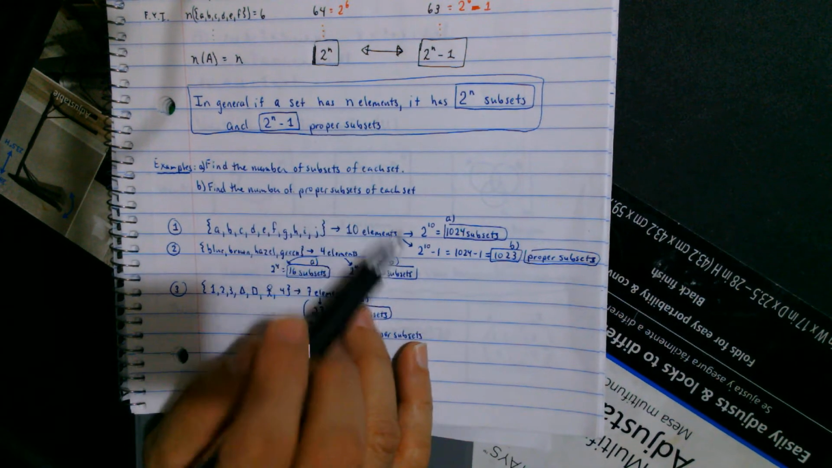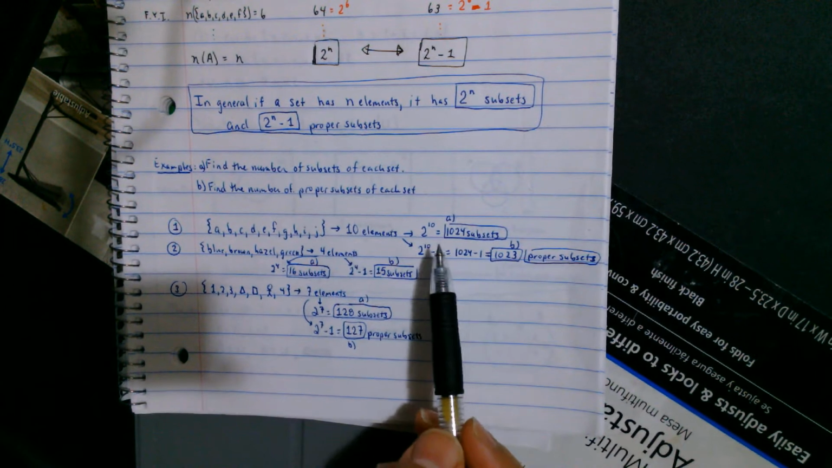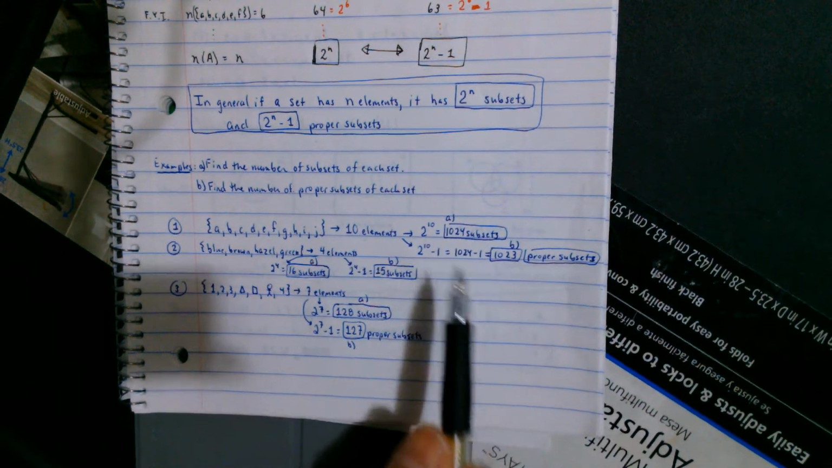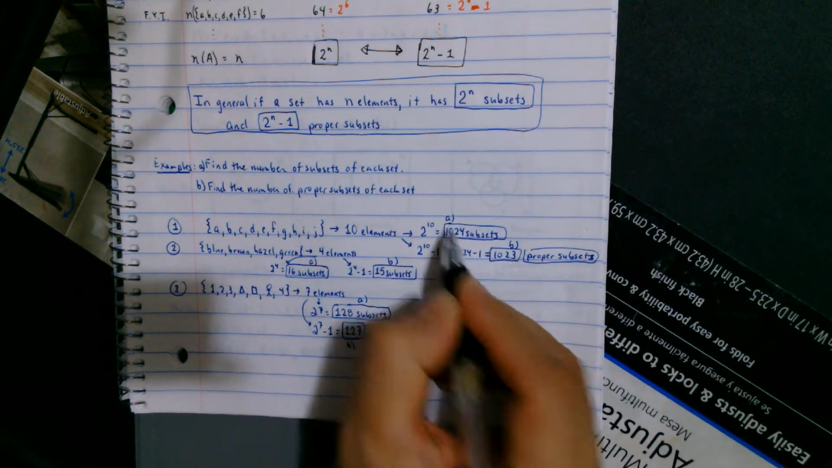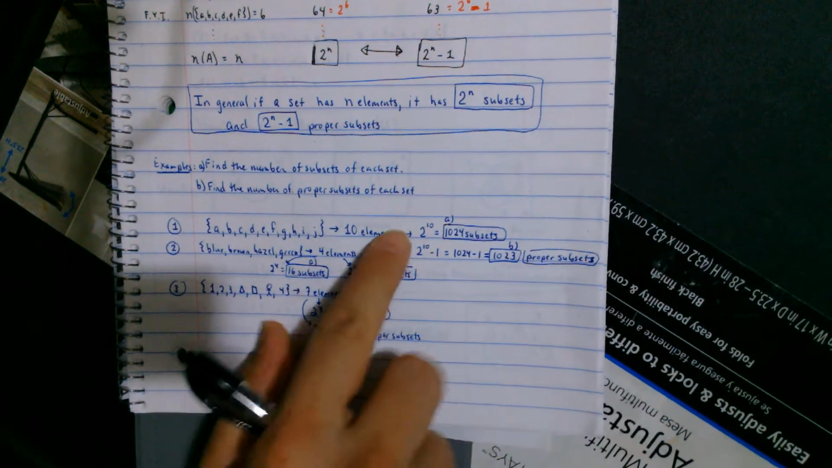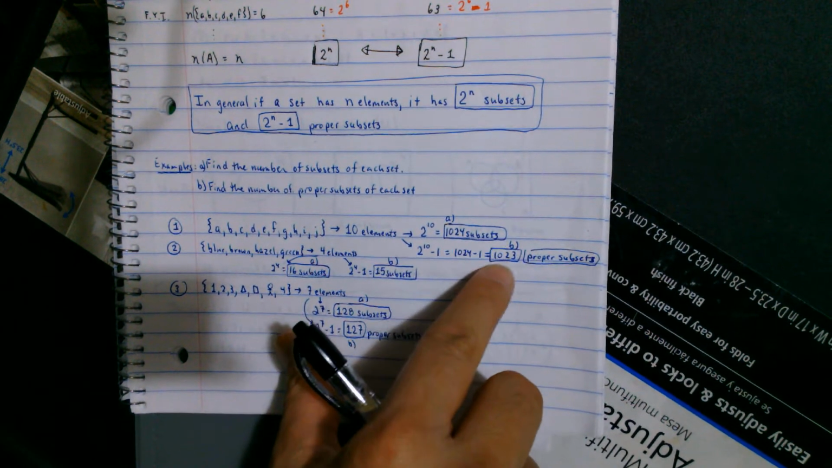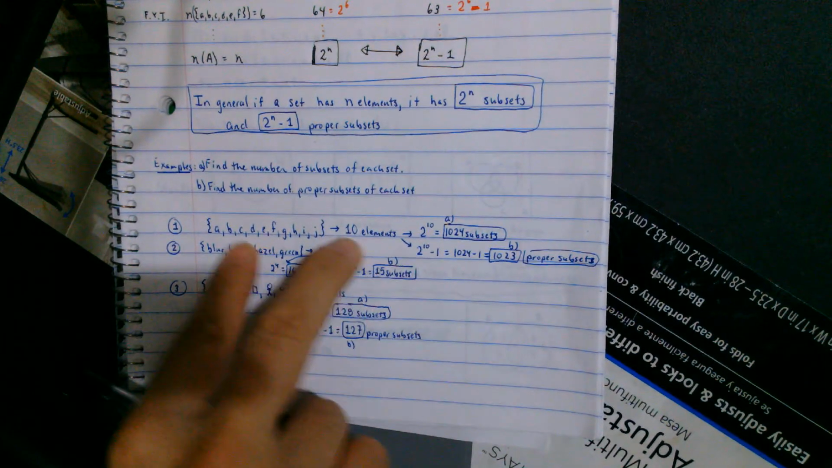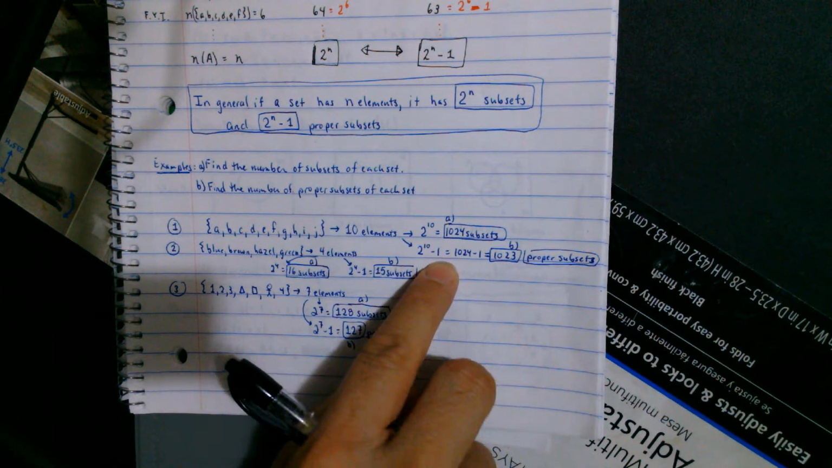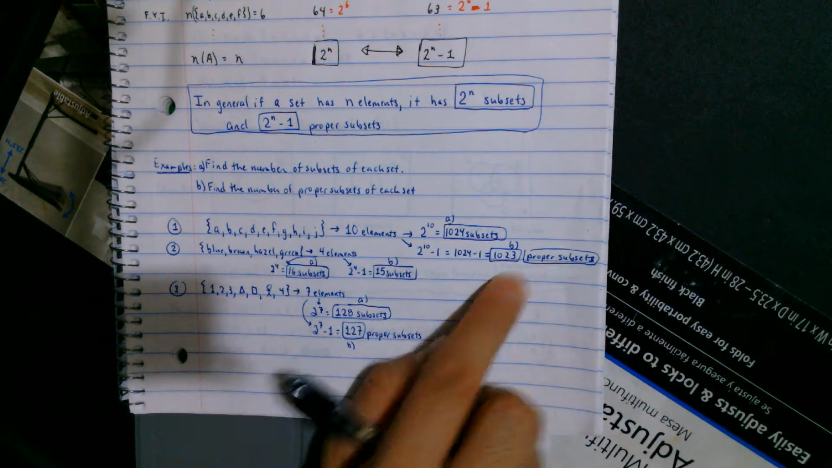So the number of subsets would be 2 to that power, 2 to the 10. So 2 to the 10 would be 1024. That's how many subsets. Now, if you actually want to go and list all the subsets, be my guest, but that would be unnecessary here. So out of those 1024 subsets, one less, because the original set cannot be a proper subset of itself. So always subtract 1. So 1023 of those will be proper subsets.